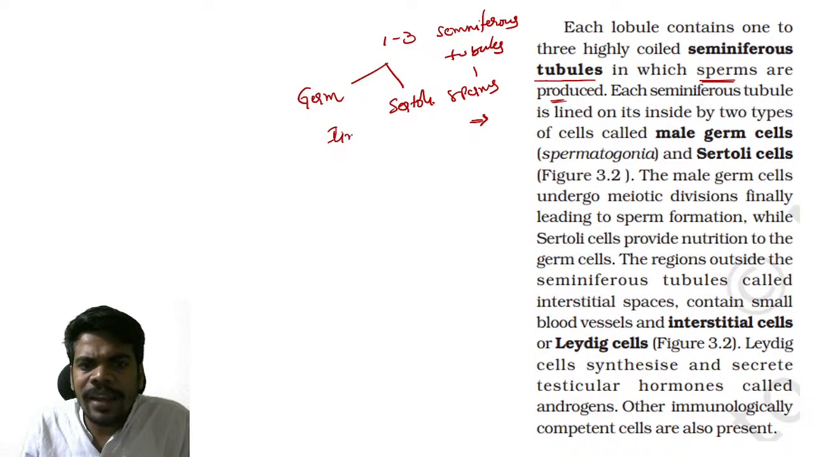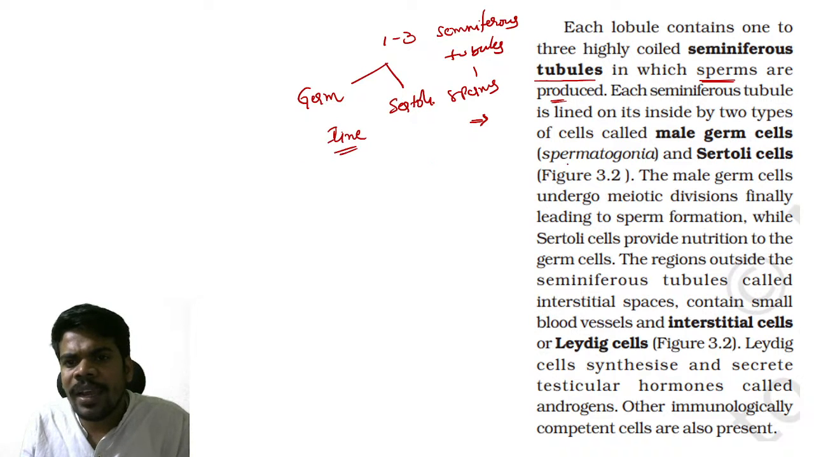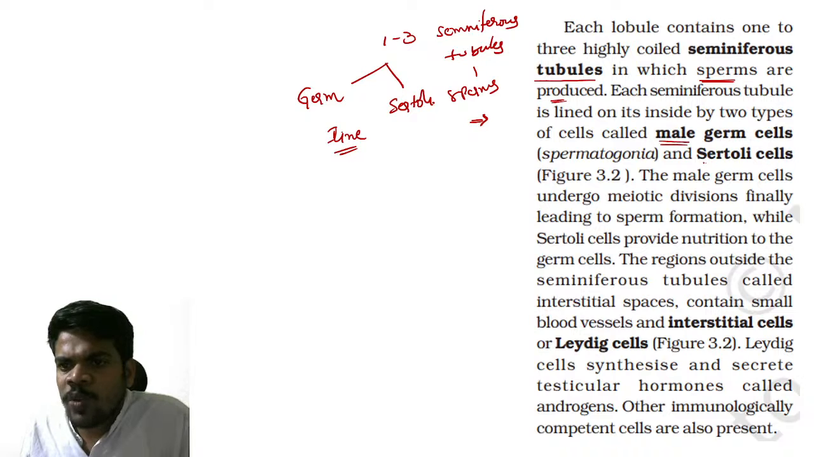Very important: lining and covering. So they line 2 types of cells. Seminiferous tubules are lined by germ cells and Sertoli cells. Germ cells are also called spermatogonium. The male germ cells undergo meiotic division.